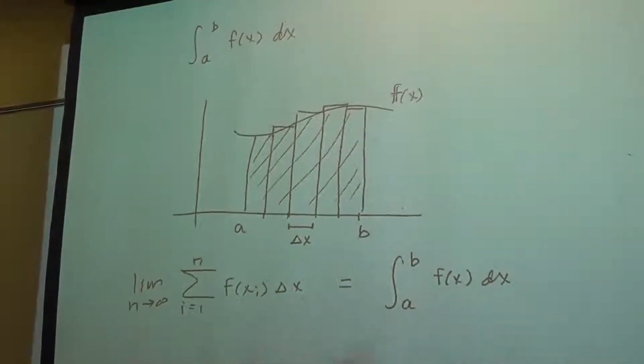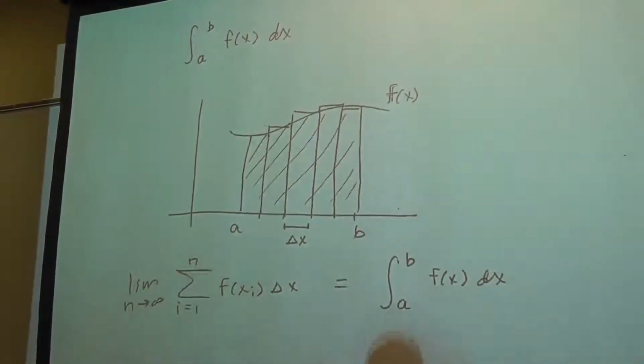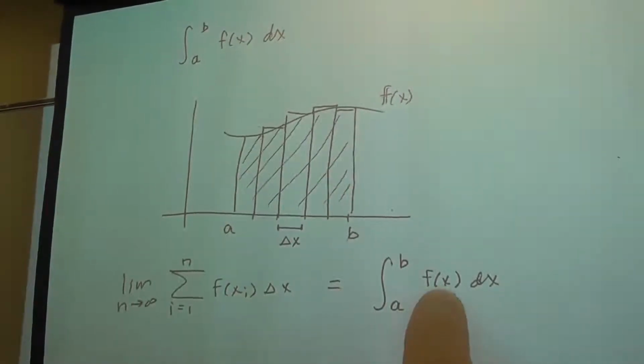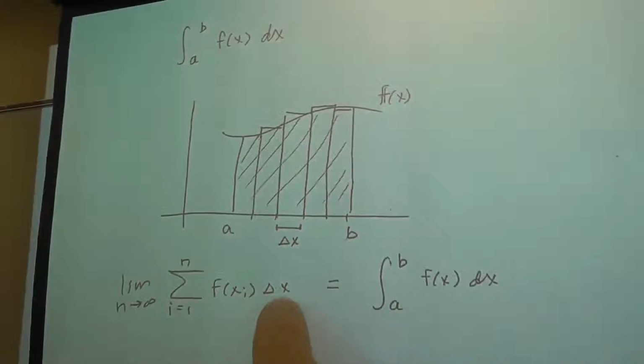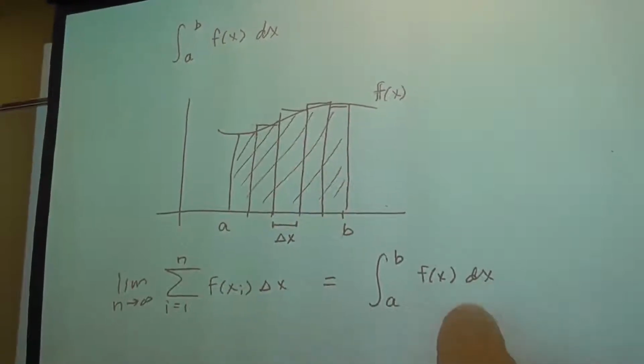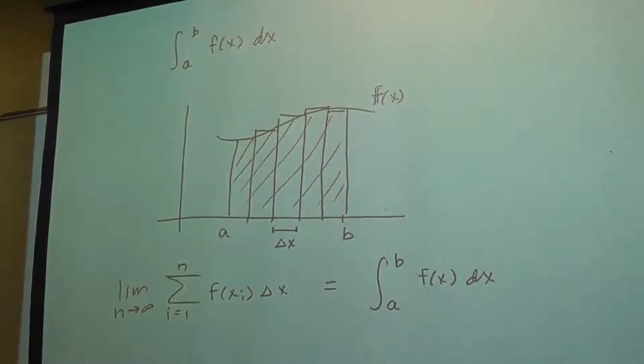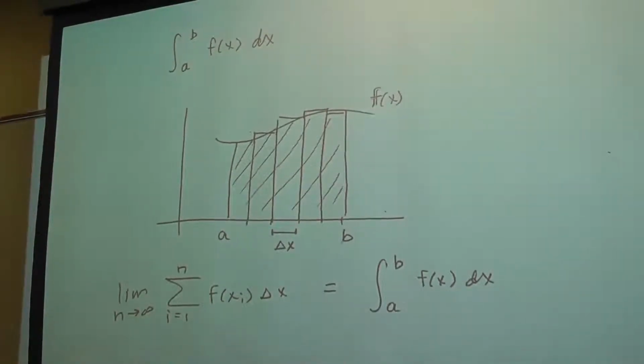So everything here has a counterpart. The sigma becomes the stretched out integral sign. The f of x sub i becomes your integrand, your f of x here. And then the delta x becomes the differential dx, all because delta x shrinks down to essentially a point in the evaluation of this limit.